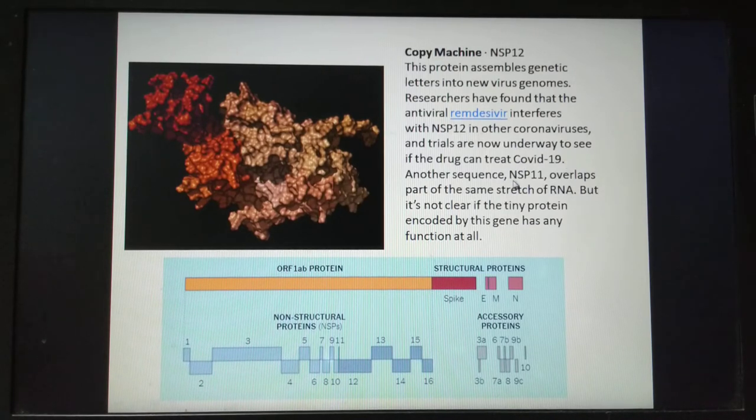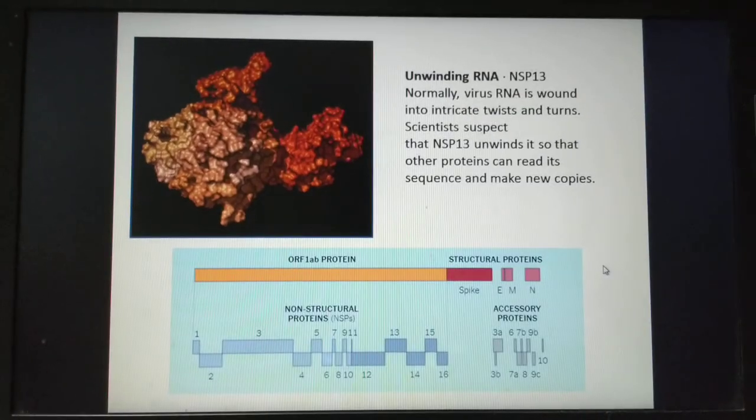So NSP11, also another sequence, which is here, a very small protein that overlaps with this NSP12. But this NSP11, a very small protein, scientists don't know yet what the exact function of NSP11 is, or if it has any function at all.